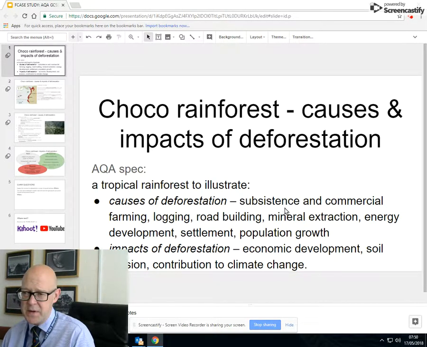Subsistence and commercial farming, so that's people farming for their own needs, and people making money by selling the produce. So it might be palm oil in terms of large plantations, or it might be specialist things like mangoes. Logging, which is commercially removing wood. Obviously, road building, which destroys large tracts of forest, but in fact is economically advantageous.